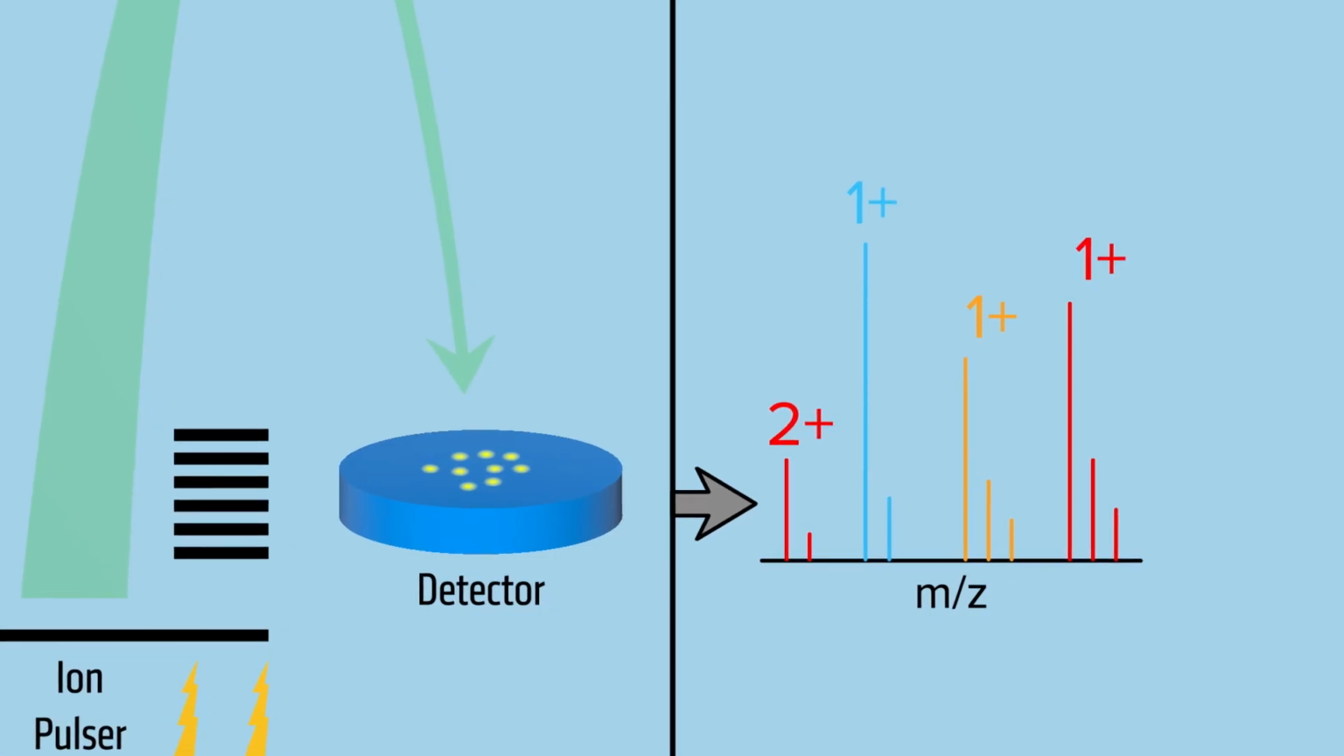The time it takes for the ions to reach the detector is used to calculate their mass-to-charge ratio relative to a calibration of known ion flight times.